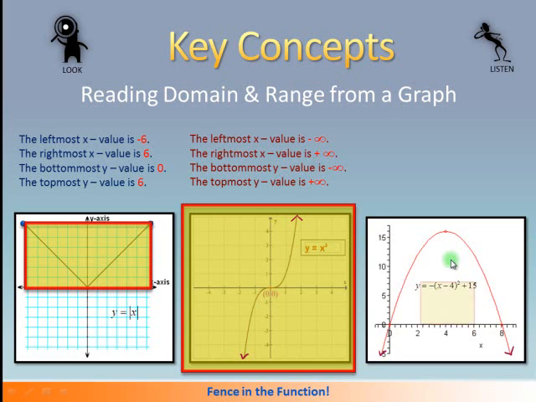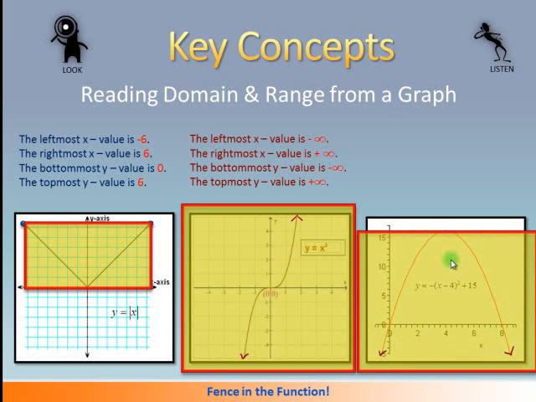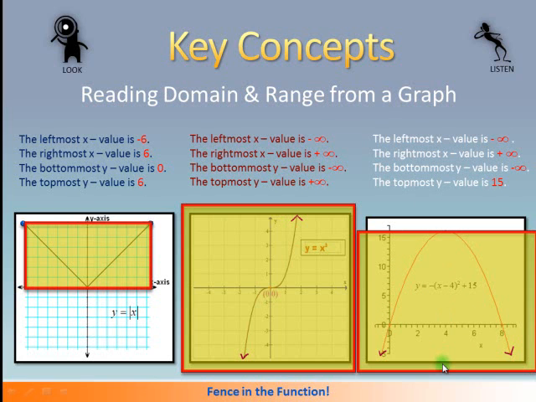So if we look at this graph, we can fence it in to a certain extent. We can find this topmost point, but everything else we can't. There is no finite point here or here or here. So in this case, the leftmost value is -infinity, that's over here. Rightmost is +infinity, that represents your domain. Bottommost is negative infinity, and the topmost is 15. So that's your range.